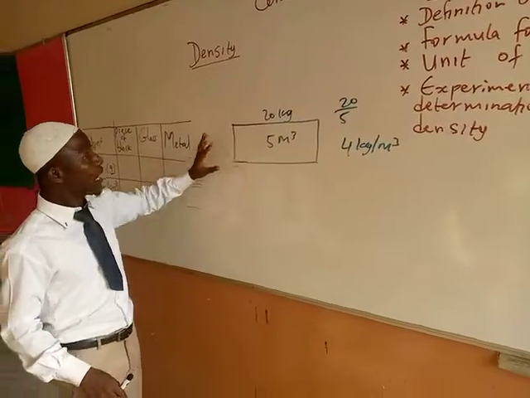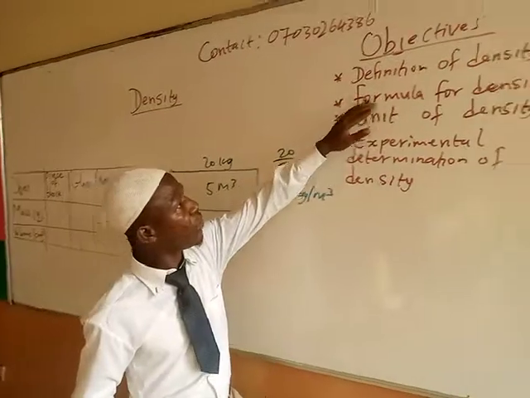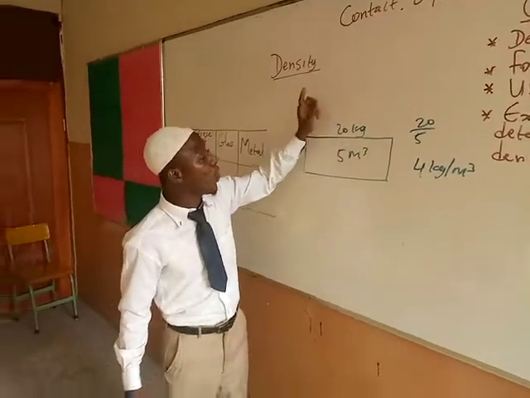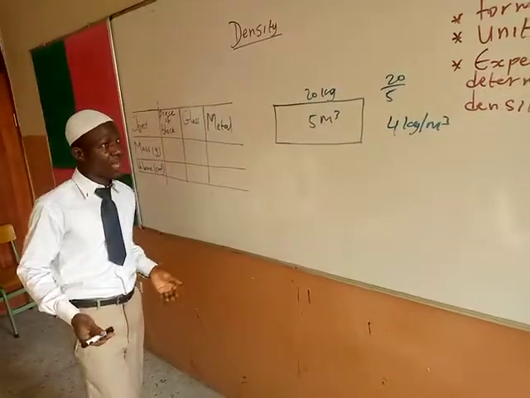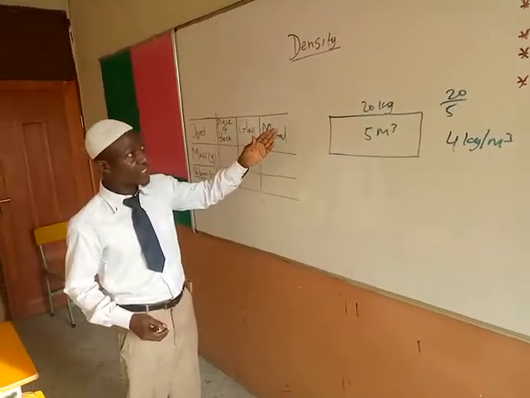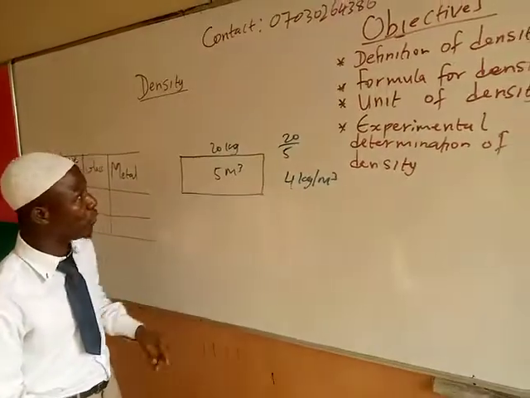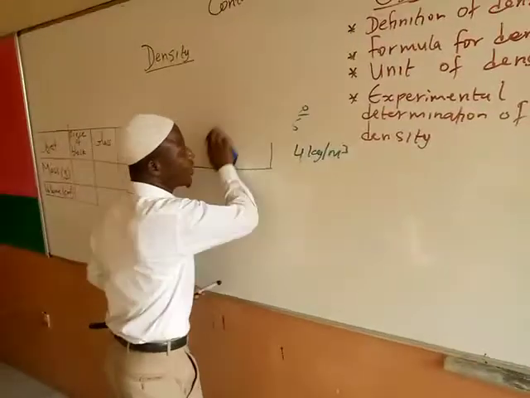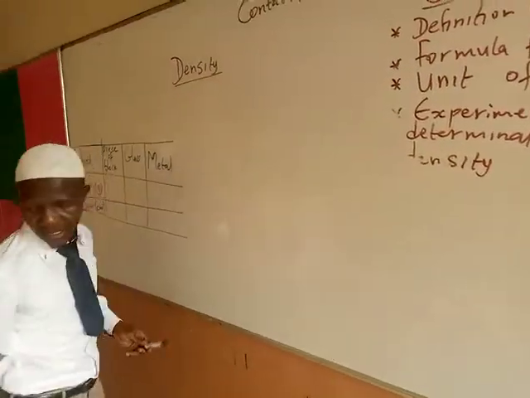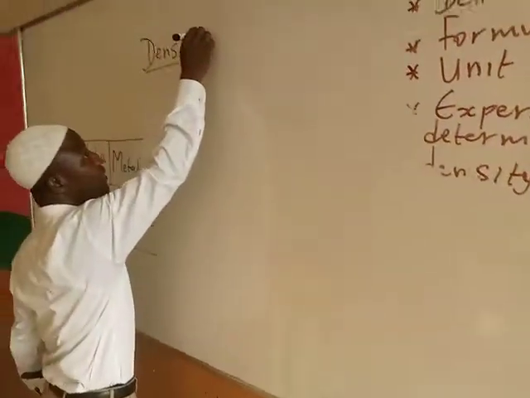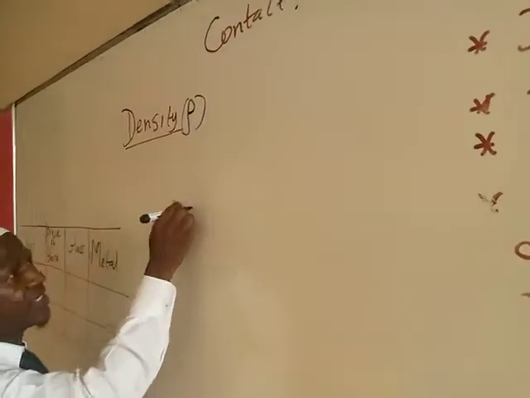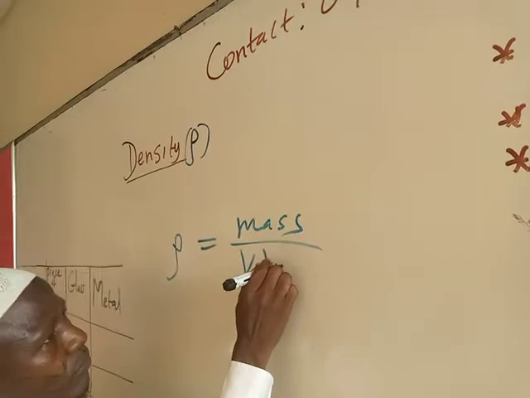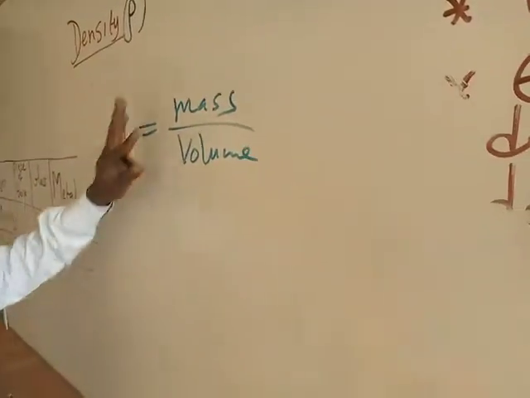Now, the definition of density, like I told you, is the mass of a unit volume of a substance. Now, what of the formula? From the definition, it says mass per unit volume. It means the formula for determining density will be mass over volume. So density is equal to mass over volume. This is the formula.